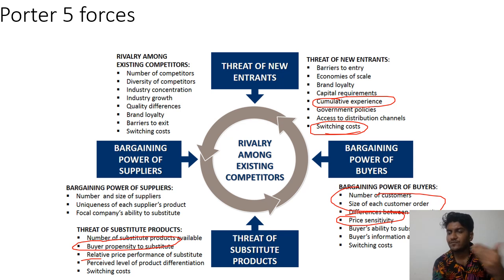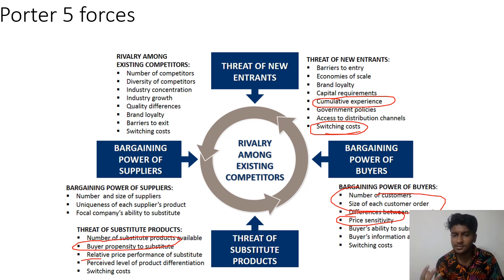For threat of substitutes, we have the buyer's propensity to substitute and the perceived level of product differentiation. If your product is not differentiated in the marketing, you are out of the race. You need to have a differentiator in today's market for survival. You could say that's survival of the fittest. If your product is not differentiated, if the marketing is not niche, then you need to say goodbye to the market, my friend.